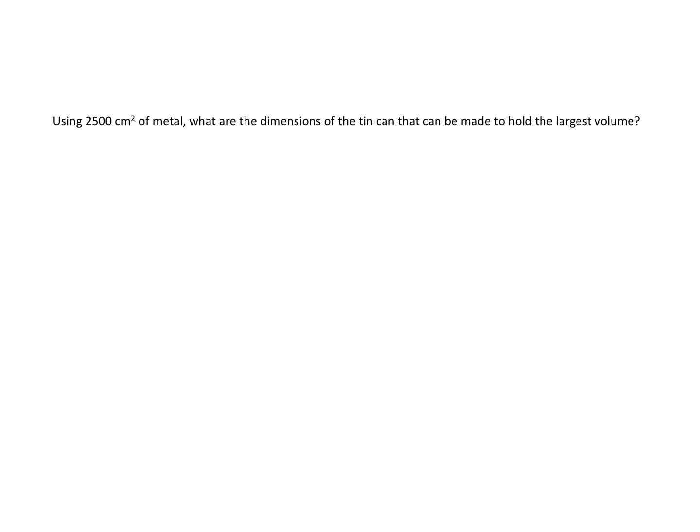Our last example is another optimization. This time we're working with a tin can. Now we're given the surface area, so 2 pi r squared plus 2 pi r h is equal to 2500. We're going to need to solve for h.